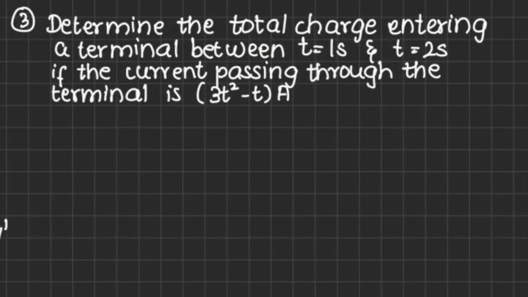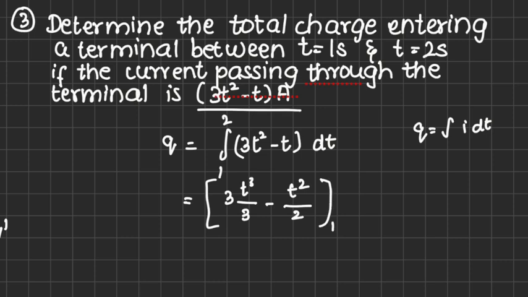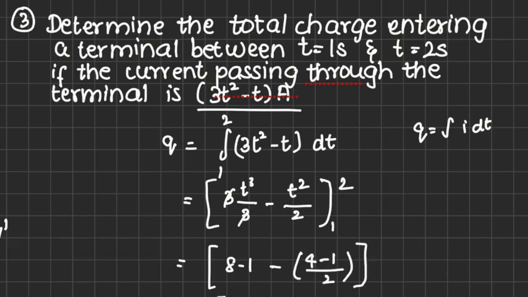Next is to determine the total charge entering a terminal between t equal to 1 second and t equal to 2 seconds. We need to find the charge, and we are given the current, 3t square minus t. Charge in terms of current is nothing but the integral of i dt, between 1 and 2. This is also simple, which is t cube by 3 minus t square by 2 applied between 1 and 2. So this becomes 8 minus 1 minus 4 minus 1 by 2, that is 7 minus 3 by 2, which is 1.5. So this would be 5.5.